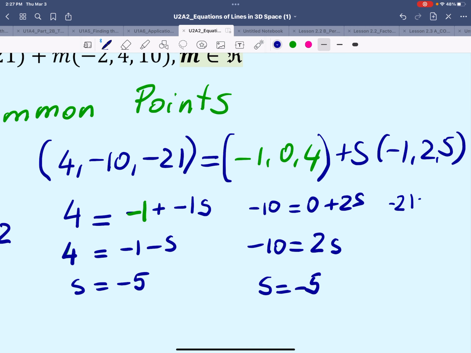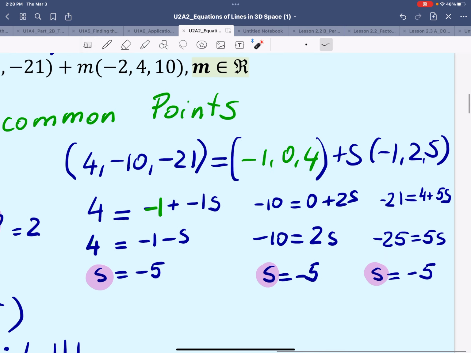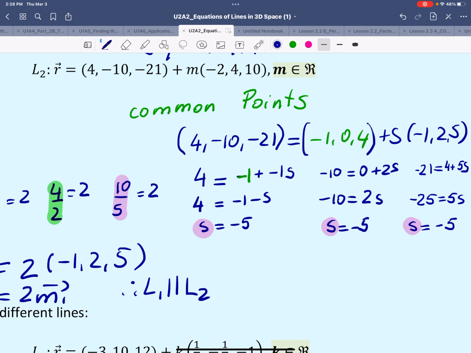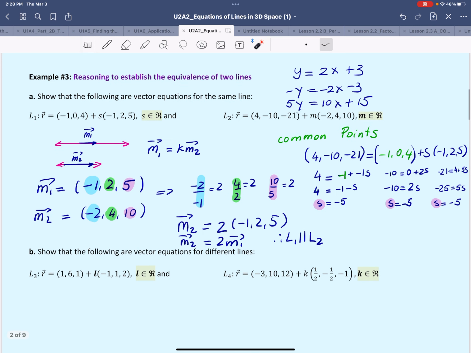To work for z, we need negative 21 to equal 4 plus s times 5. So 4 plus 5s. That would be negative 25 equals 5s, which will give the s value of negative 5. As you can see, the same multiplier would work to have all the coordinates fit into the equation. So that means that the lines L1 and L2 have at least one common point.